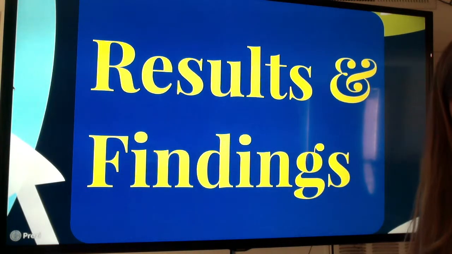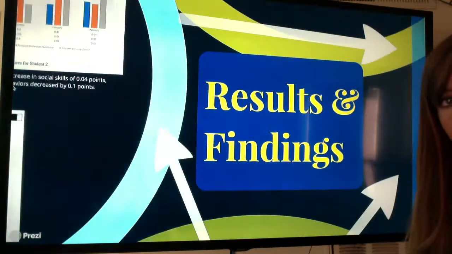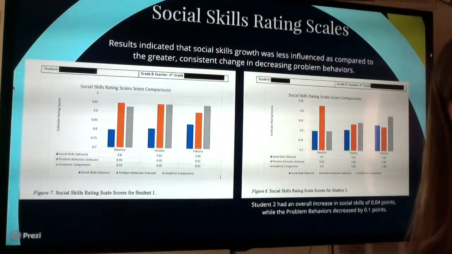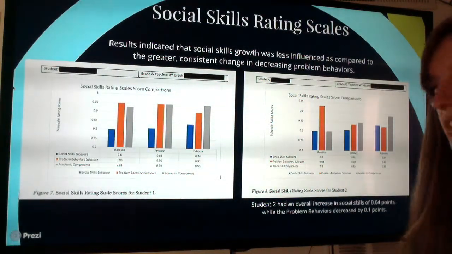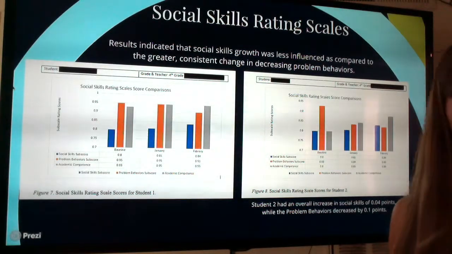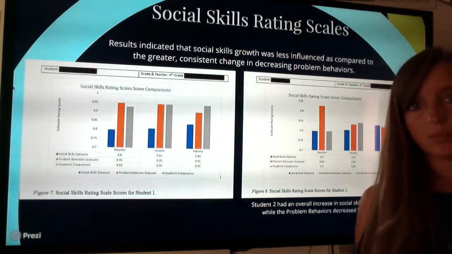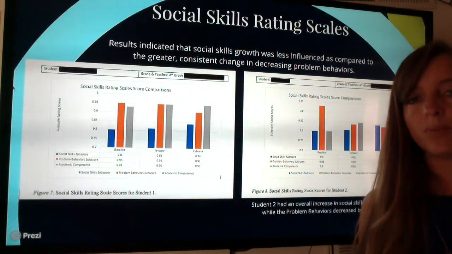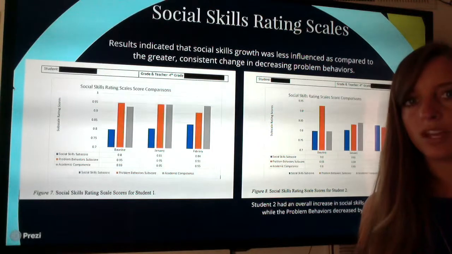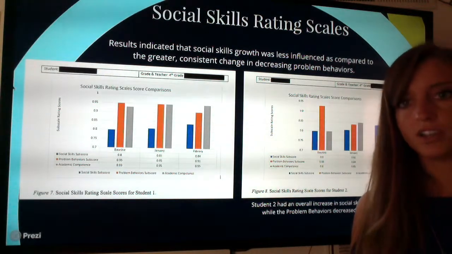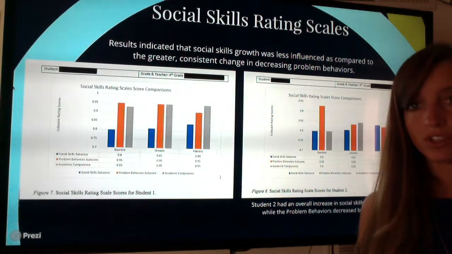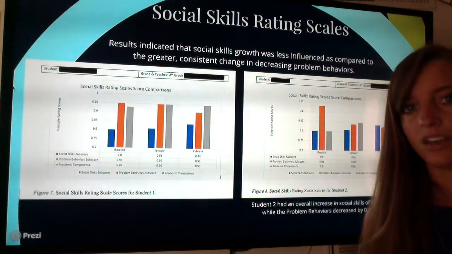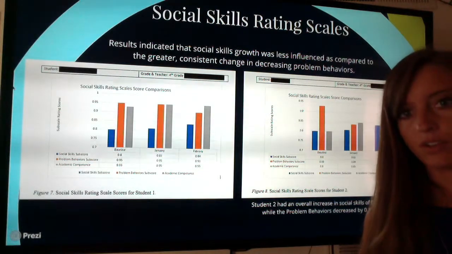So the results of each of these data collection tools are outlined here. And you can see that specifically for the social skills rating scales, these results indicated that social skills growth was less influenced as compared to the greater consistent change in decreasing problem behaviors. Both sides produced a change, but it seemed that it was more difficult to impact the generation of those social skills as compared to impacting the negative behavior skills.